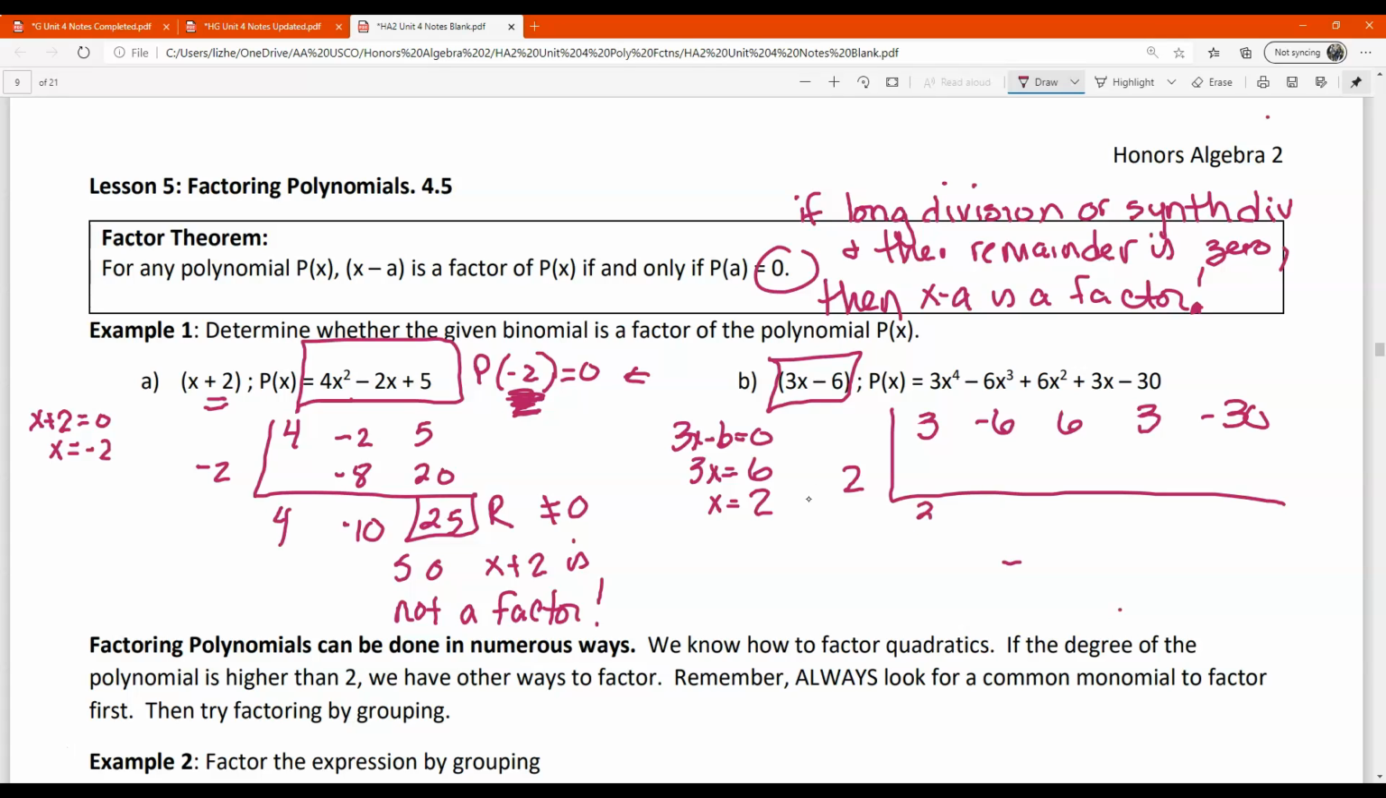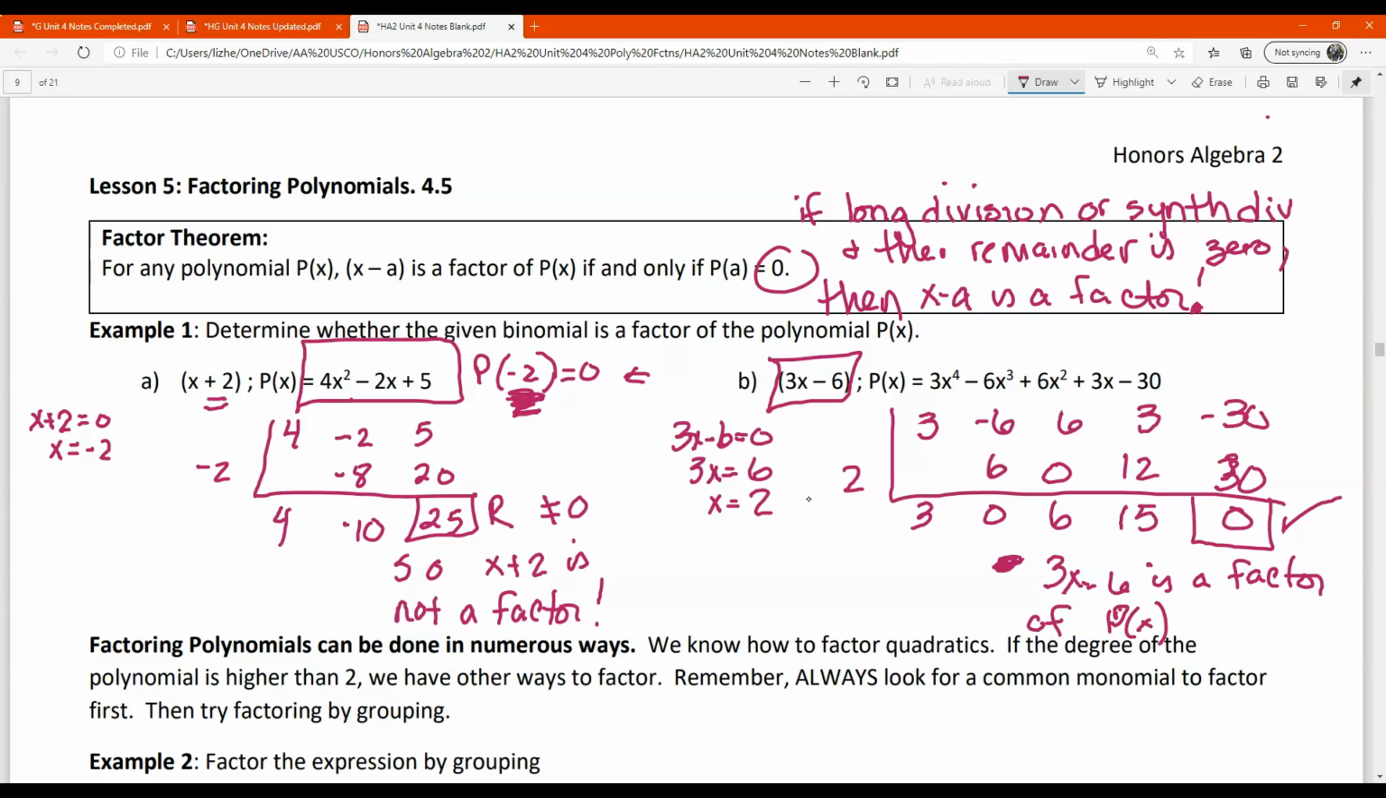And we draw down our 3, 6, 0, 0, 6, 12, 15, 30, whoa, fancy 30, 0. Yay! That's our remainder. Since we have our 0, we know that 3x, I don't want that there, it looks like a negative. 3x minus 6 is a factor of p of x because the remainder is 0.